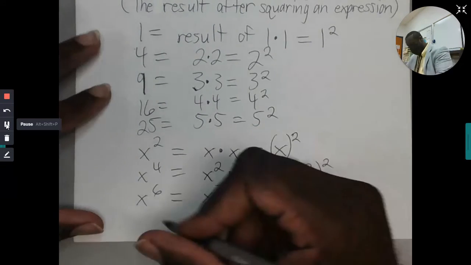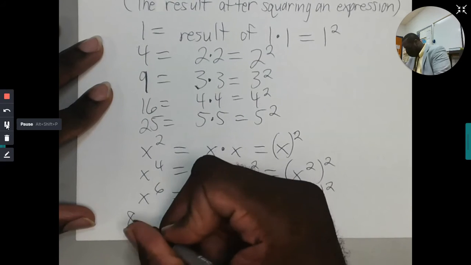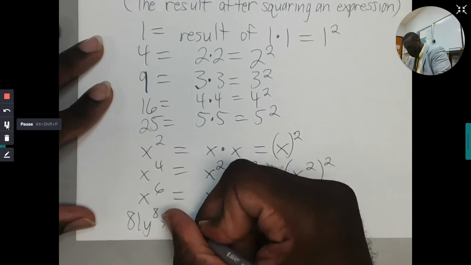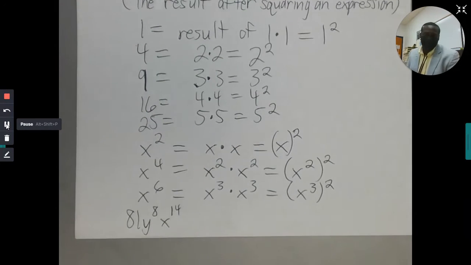Like for instance, you could have something like 81 y to the 8th, x to the 14th. Most of the time you probably wouldn't have to do something like this with a perfect square. Well, I won't say that, because you may see something like this on your final exam.